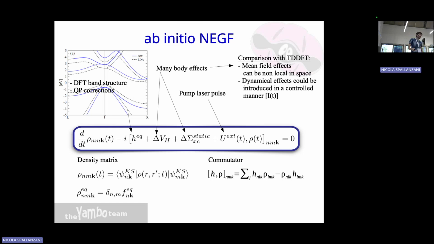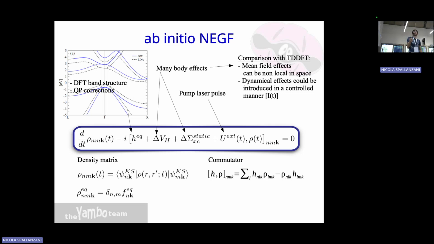If you're familiar, for example, with time-dependent density functional theory, it is a rather similar equation. The main difference is that this static self-energy is no longer local in space, so you have interaction at longer range, while DFT is a local theory. And then the other comment is that in principle, starting from this, you can also introduce dynamical effects.